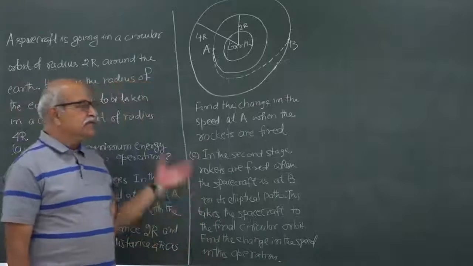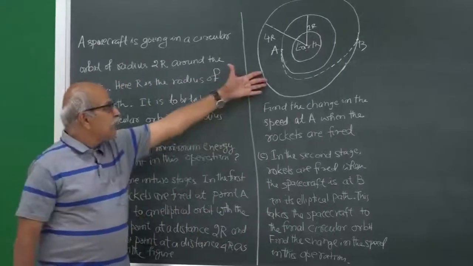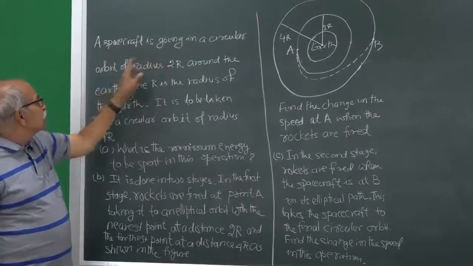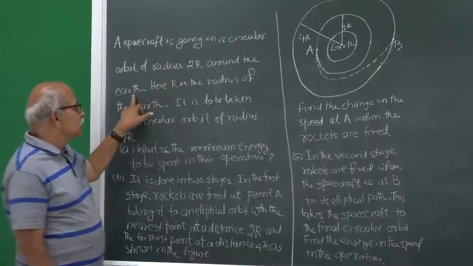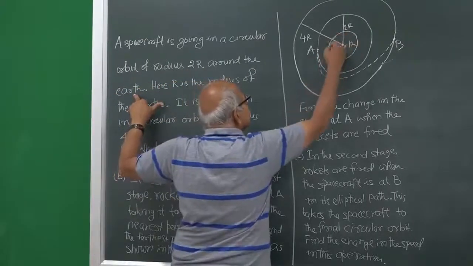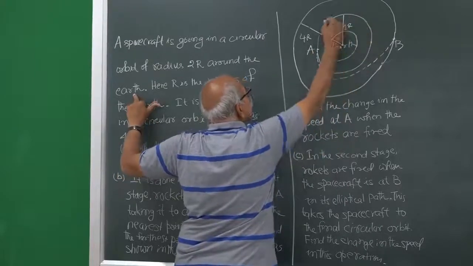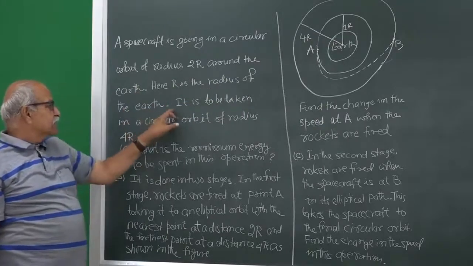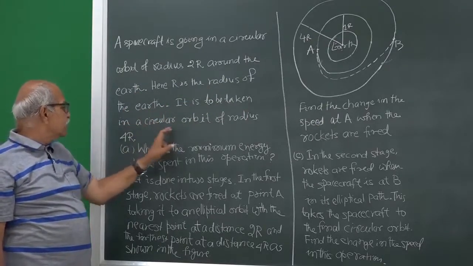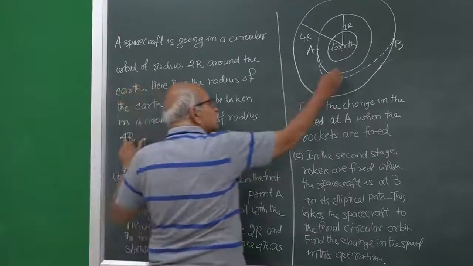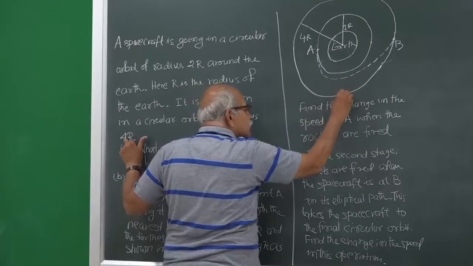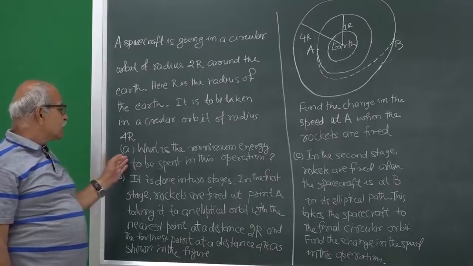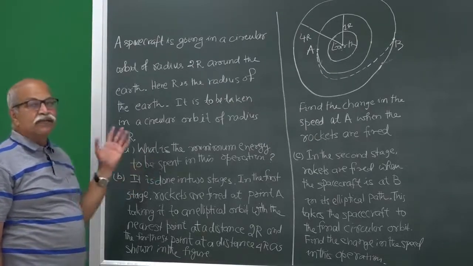So, our next question is this. You have this diagram and read the question in its reference. A spacecraft is going in a circular orbit of radius 2r around the earth. So, here is the earth and this spacecraft is going in a circular orbit of radius 2 times r, where r is the radius of the earth. It is to be taken in a circular orbit of radius 4r. So, it is going in this orbit, but then it is to be taken in this circular orbit whose radius is 4r. The first part is, what is the minimum energy to be spent in this operation?